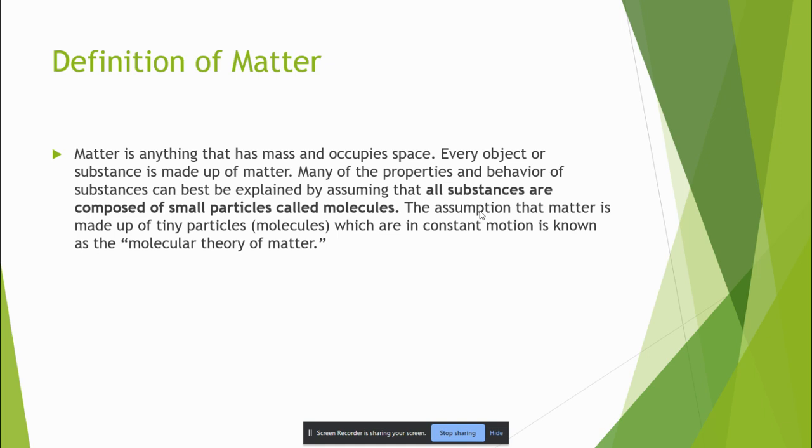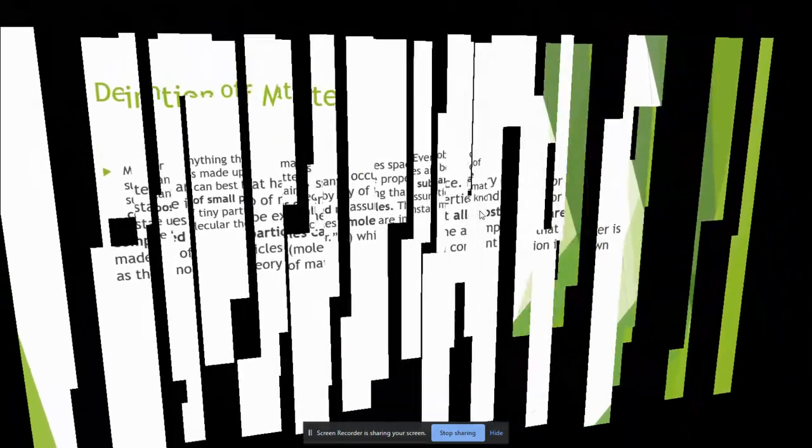Those are the small particles or molecules. That's just that. So the assumption that matter is made up of tiny particles, which are molecules in this case, which are in constant motion, is known as the molecular theory of matter. That's just the idea. The molecular theory of matter is telling us that matter consists of molecules that are in constant motion. So let's move on.